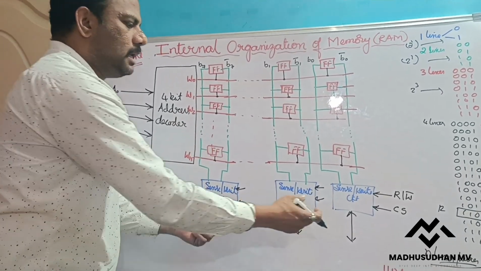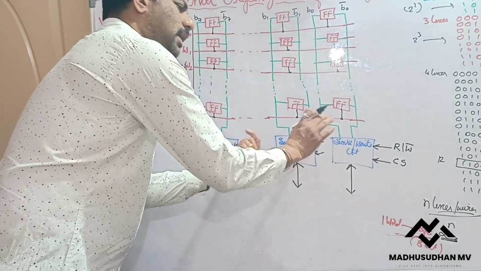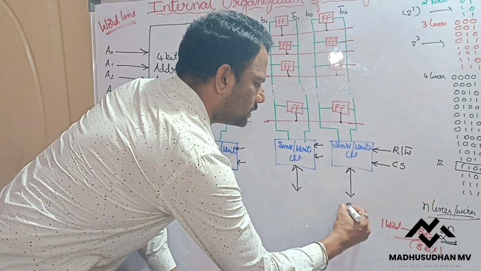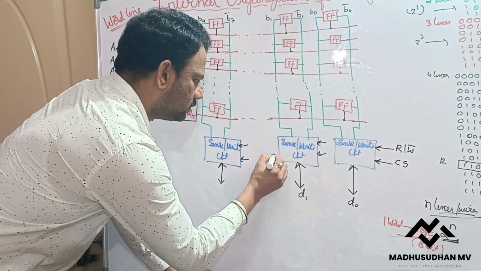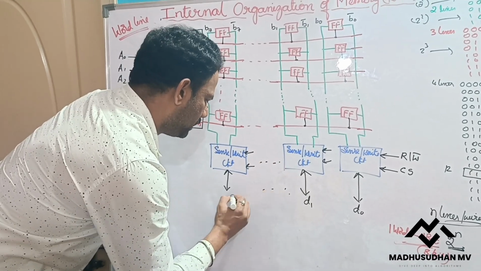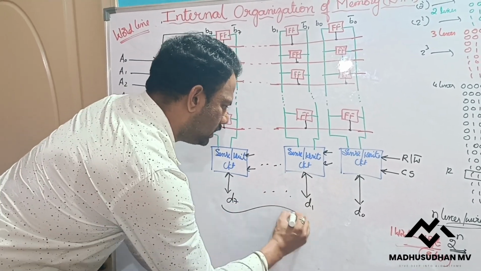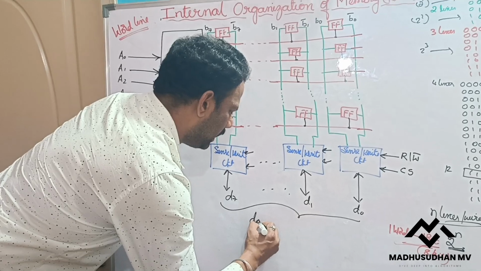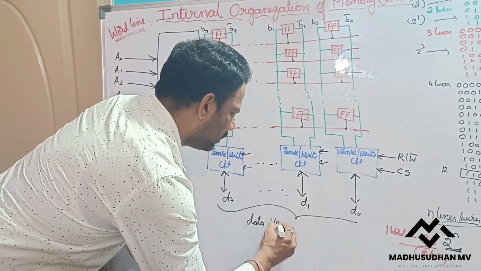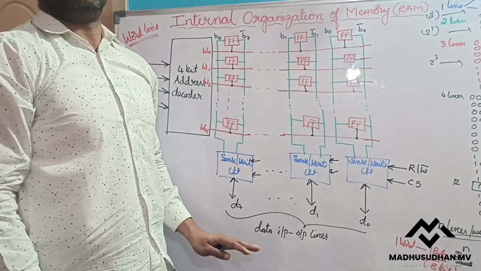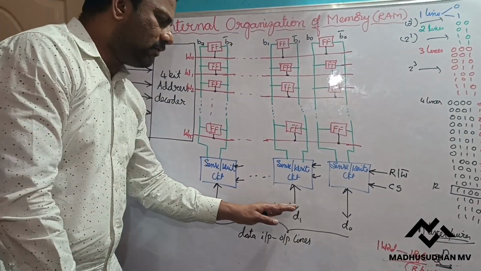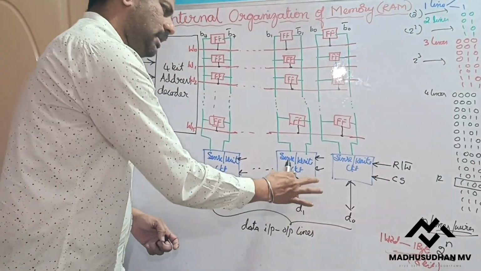Now here either I am taking or giving, so I will call these bits D0, D1, and similarly this is my D7. Now I will call these my data input-output lines. That means these are external input and output lines. When it acts as an input, that means I am giving this input.